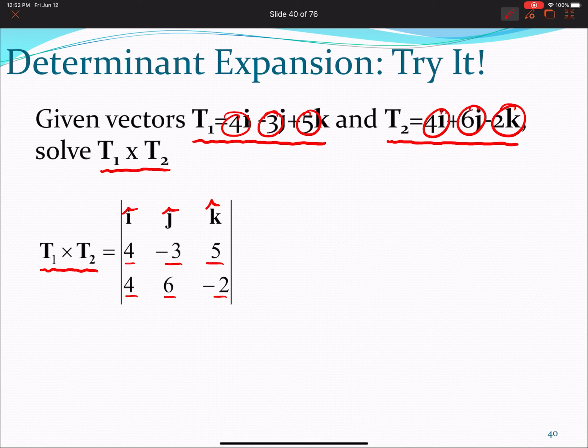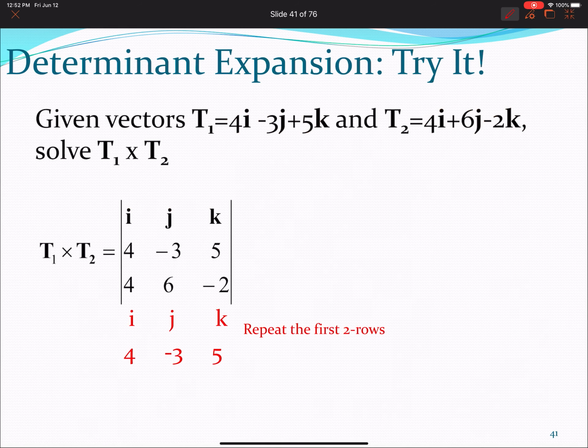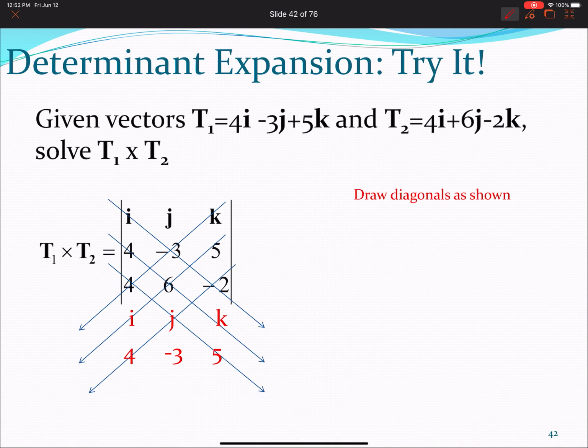So watch out for the formula. This is just a mechanical procedure. These are set rules on how to do it. We start by repeating the first two rows, and you see that I have repeated i hat, j hat, k hat, and 4, minus 3, and 5. Then I write these diagonals, crisscrossing the products. Take a look, I'm starting at the very top and I finish at the end.